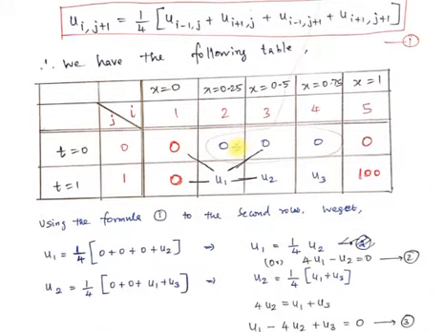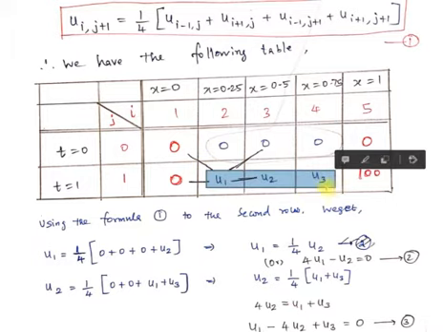Here the first column is 0, the last column is 0 and 100. The first row will be 0. The four corner values are 0, 0, 0. So these three values we want to find out.